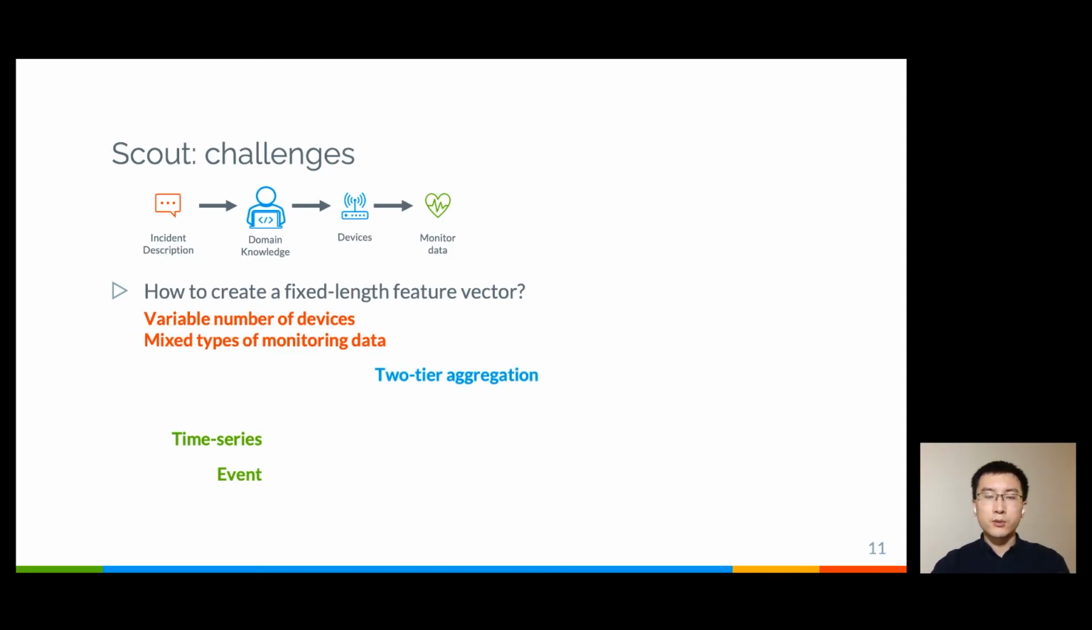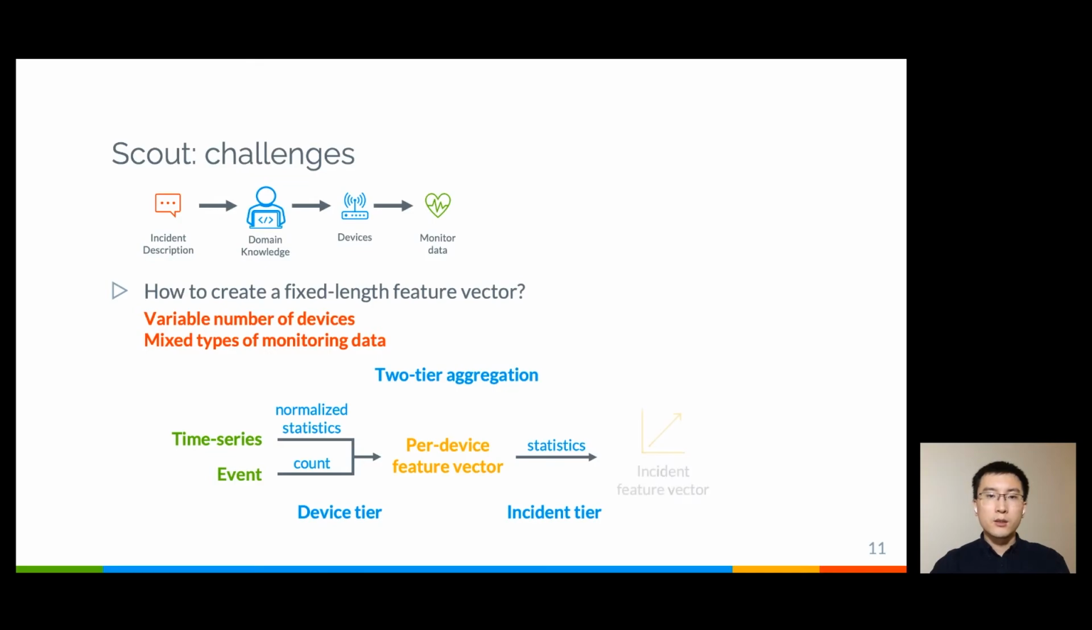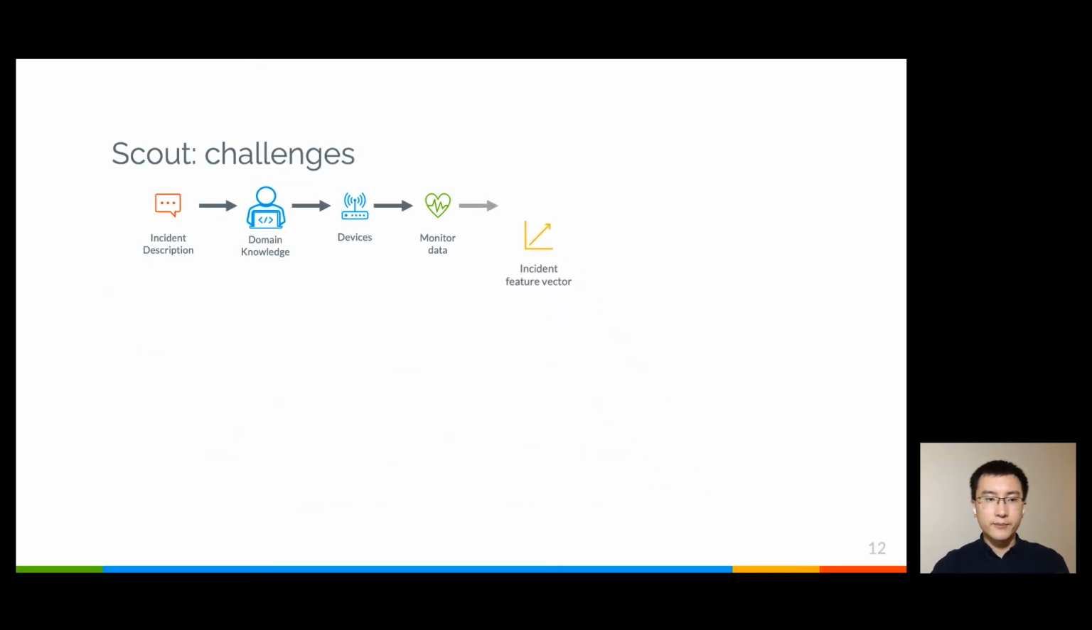Here, we propose a two-tier aggregation solution. In the device tier, for the time series monitoring data, we normalize the data and compute a series of statistics, such as different percentiles, average of the data, etc. For the event-based monitoring data, we sum the number of events during the incident period. After getting each device's feature vector, we summarize them via statistics such as percentiles and averages. So through this algorithm, we can build a fixed-length feature vector for each incident.